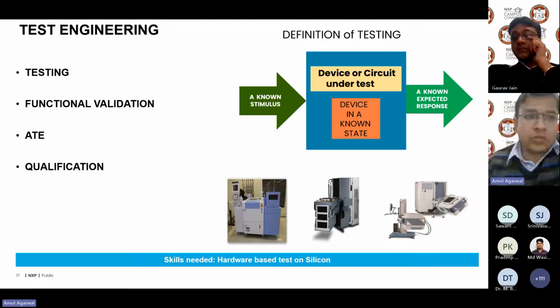So once your silicon is available, you have packaged it. You also need to do a test, to check that whatever you have simulated using your tools is actually working or not. So in summary, if this was your silicon, you will apply a known stimulus, and then you expect a known response against this stimulus, and you will verify whether this is working or not. So there are different fields of engineering, whether you want to validate the functionality, or you want to check the connectivity. So here test engineering comes into the picture, and the skills required are hardware-based test on the silicon.